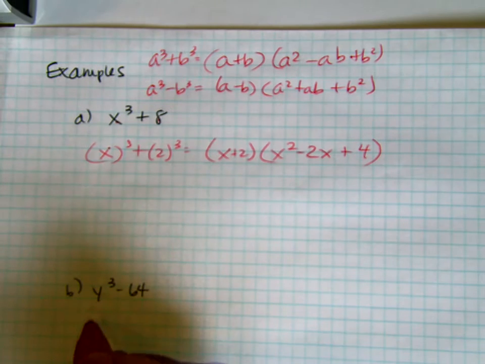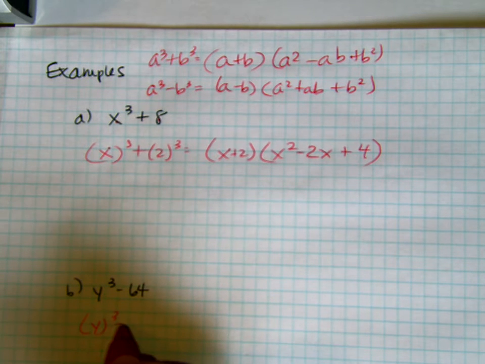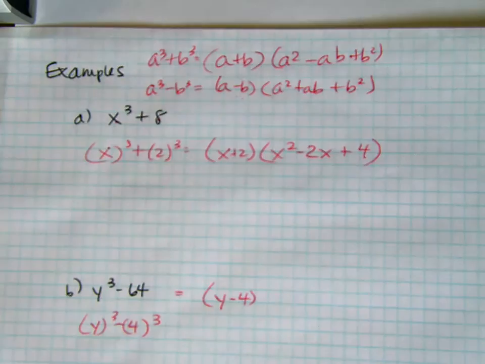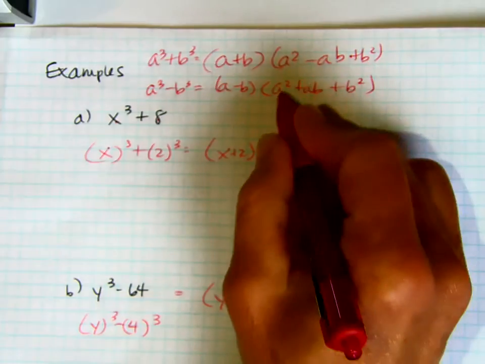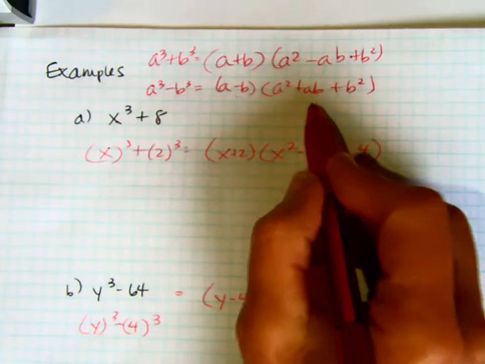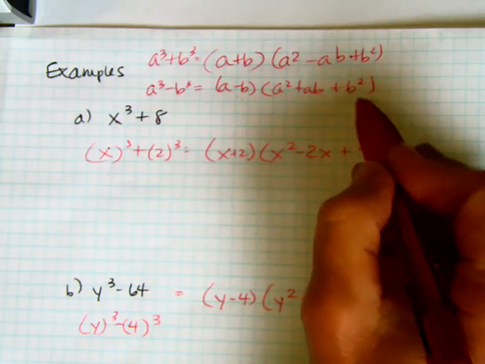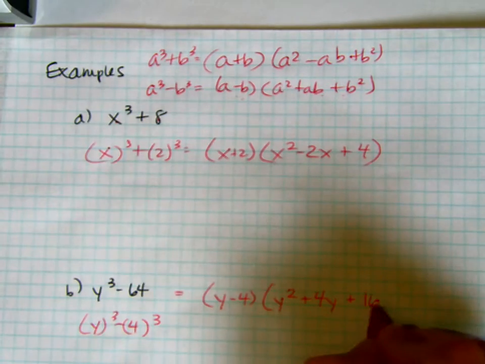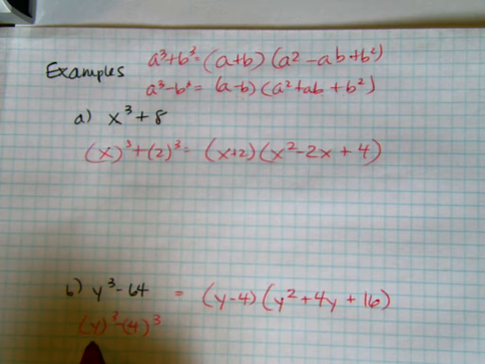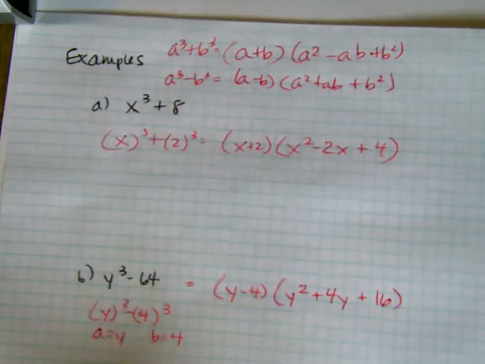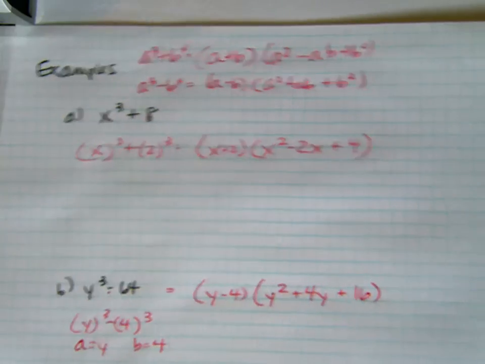Here's a difference. So I have y cubed minus 4 cubed. So that's going to be a y minus 4, a minus b, times an a squared, y squared, plus a times b, plus 4 times y, plus b squared, plus 16. My a is y, and my b is a positive 4, because the formula is negative 4.